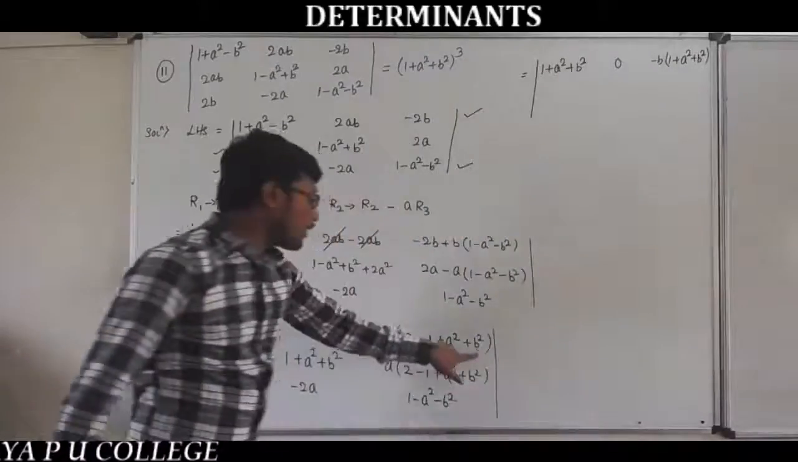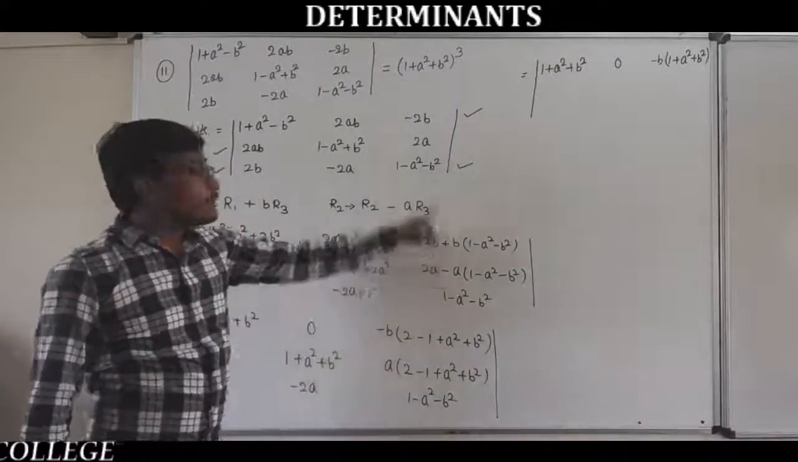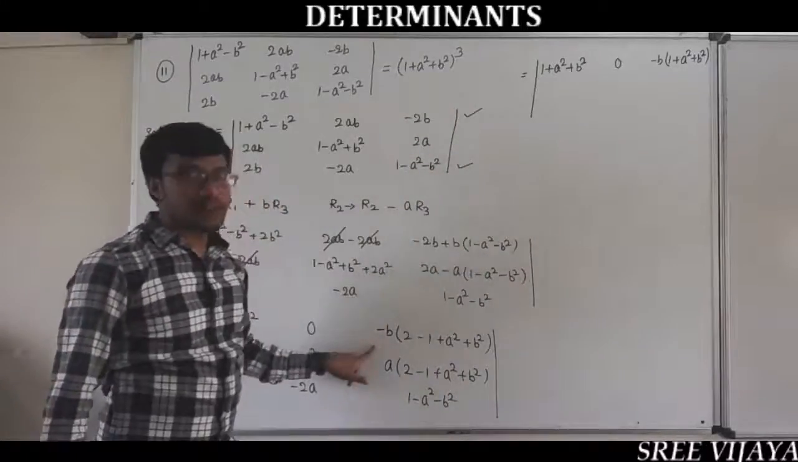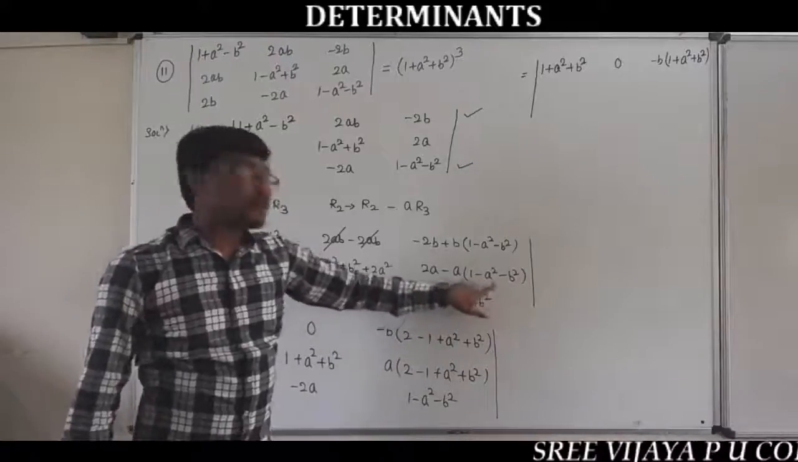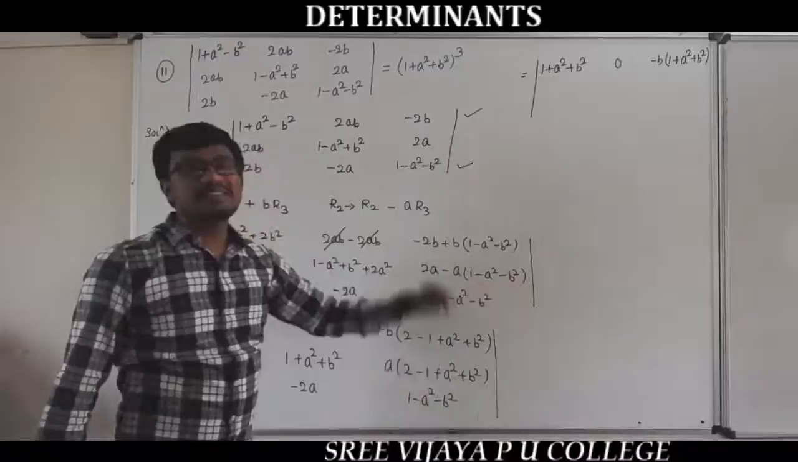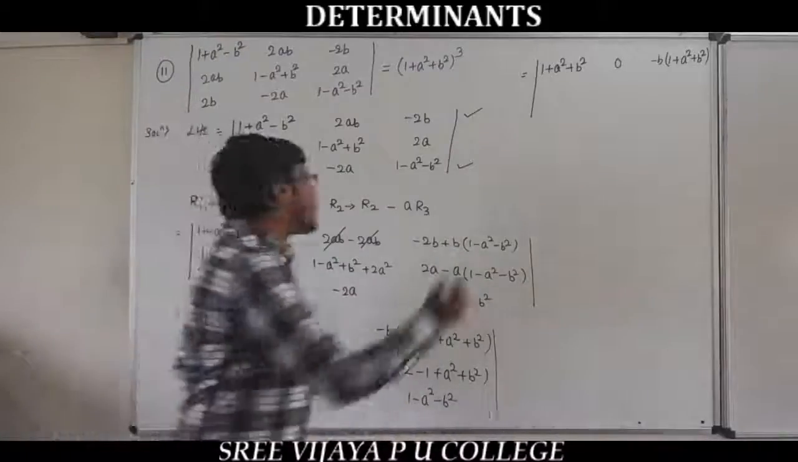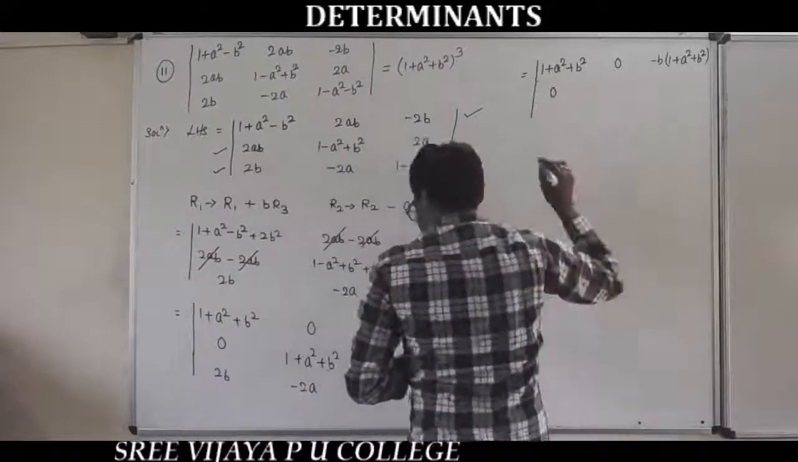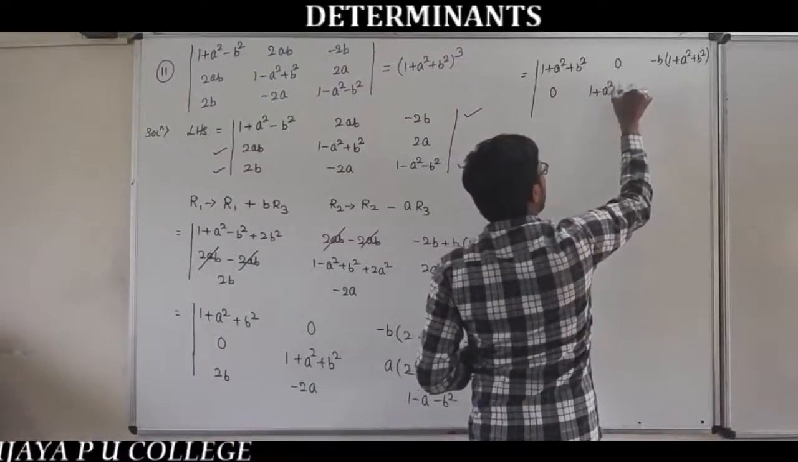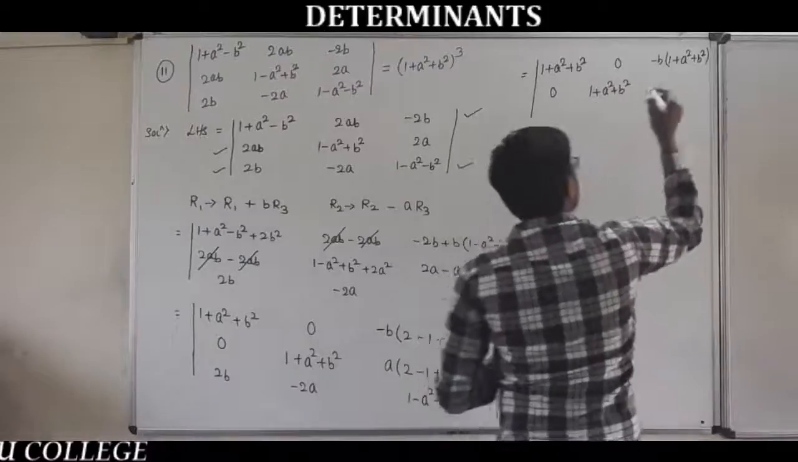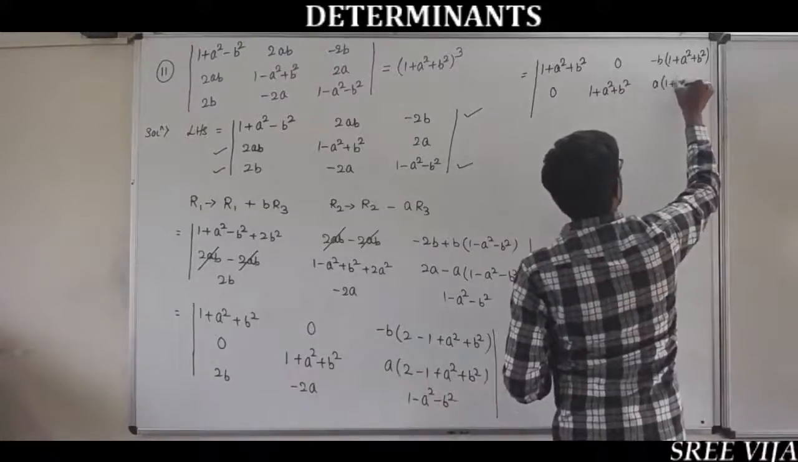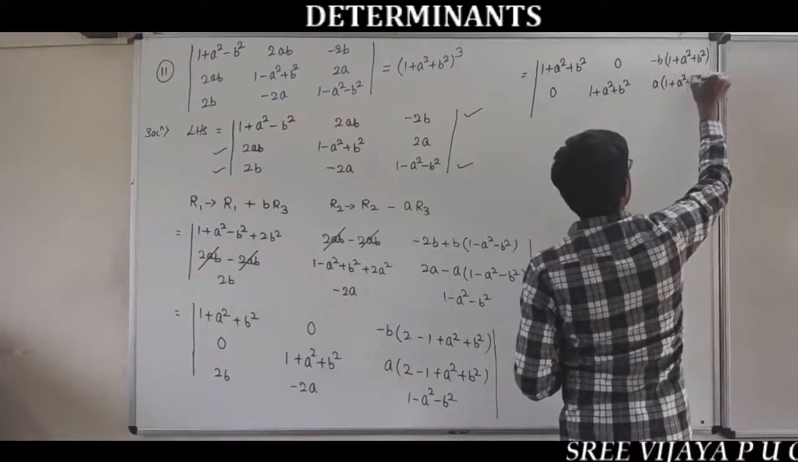So see here, why I took that minus b as a common means, because to get that 1 plus a square plus b square, for that only I took that minus as a common. Here there is no minus common, because in front of this already minus is there. If you multiply this minus, obviously it becomes plus, that's why there is no minus common. Okay, next 0, 1 plus a square plus b square. So already a there one. 2 minus 1, 1 plus a square plus b square.